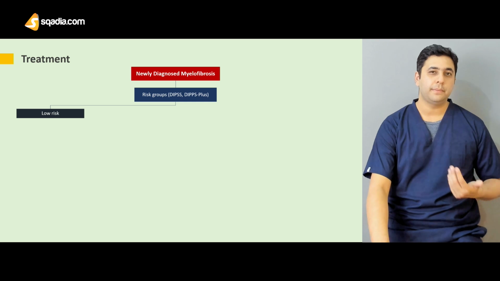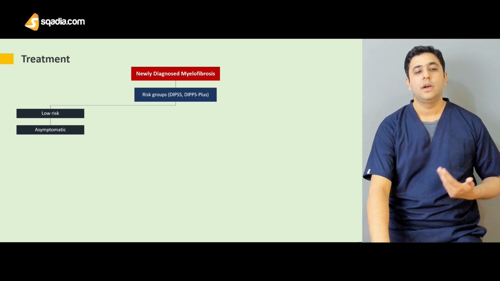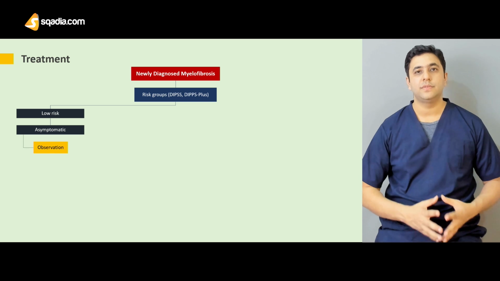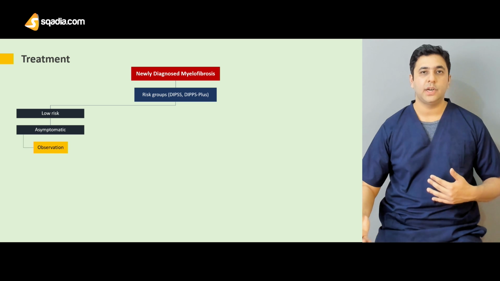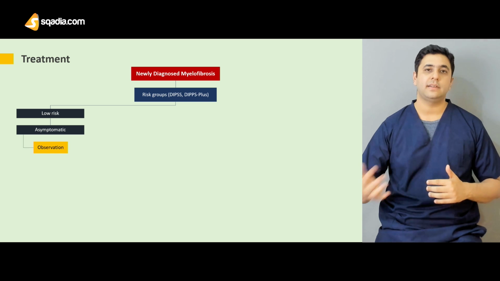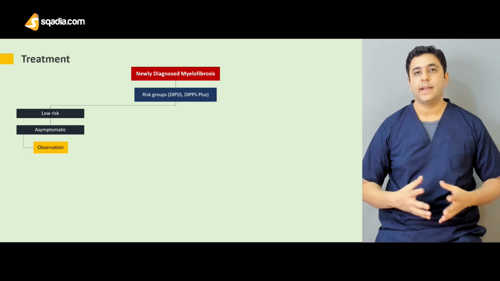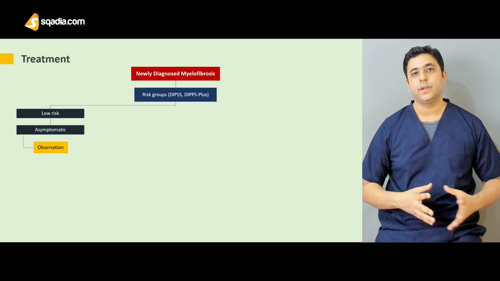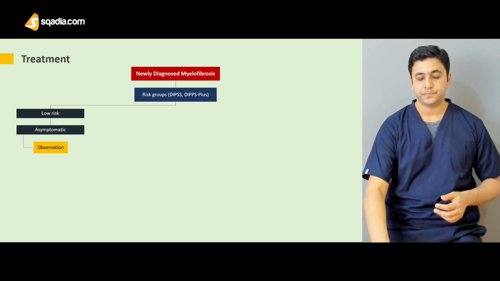If we have a low score and the patient is in a low risk category and is asymptomatic, there are no clinical symptoms, then what do we have to do? We have to just observe the patient, and the patient can have regular follow-ups over a period of time. We have to see if the patient develops any symptoms or the patient's risk factors increase, then we have to intervene. But for the time being, a newly diagnosed case of myelofibrosis in a low risk category, specifically if he's asymptomatic, you just have to observe that patient.